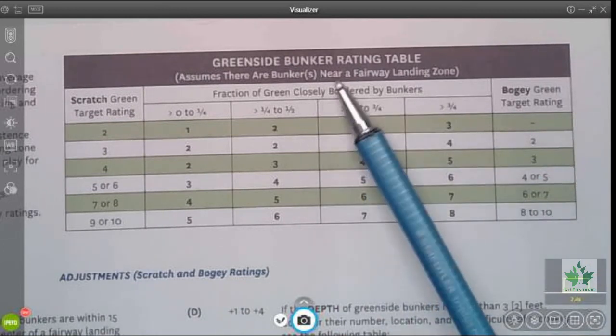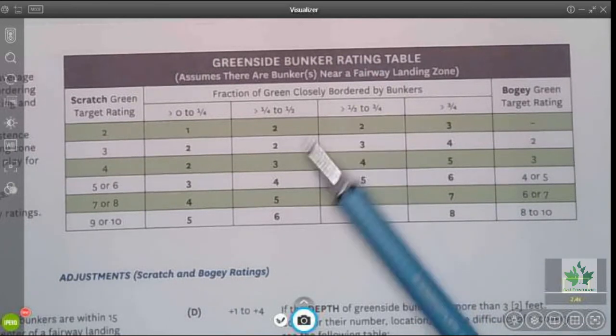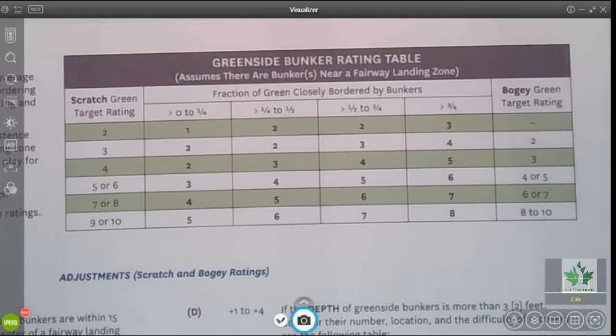If you look in the definitions at the beginning of the book, the word closely bordering has a meaning. That means 10 yards. And the word near has a very specific meaning. That means 20 yards. So there must be one point of the fairway bunker within 20 yards of one point of a scratch player's landing zone in order for it to be considered near a fairway landing zone. So it's quite possible to have a bunker on the hole, and yet the scratch golfer wouldn't get any credit for avoiding the fairway bunker, because it's not anywhere near his landing zone.